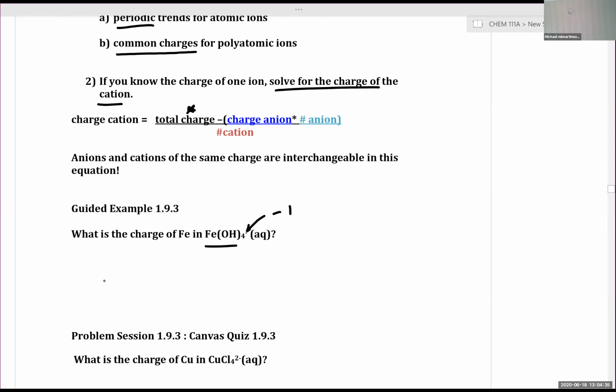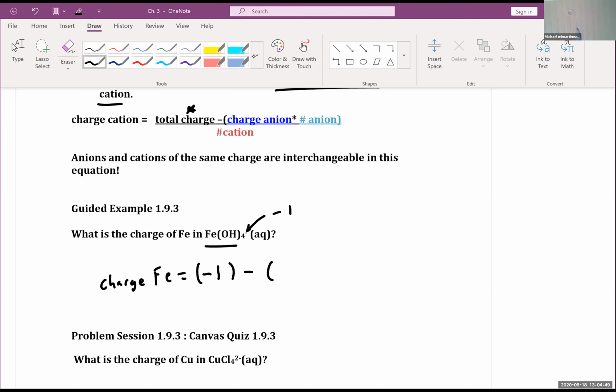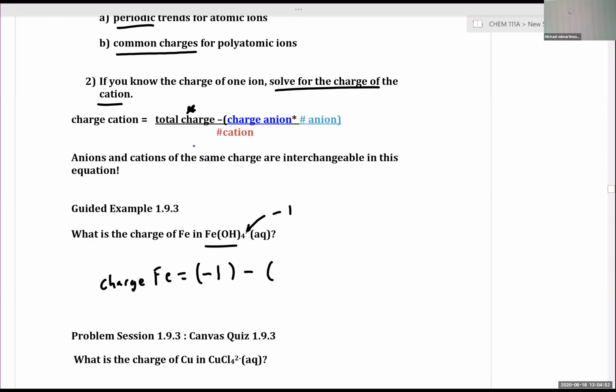So solving for the charge of our cation, which in this case is the charge of iron, we'll take our total charge, which is -1, minus the charge of our anion. If we think about our anion for a moment, what is our anion in this case? What's its identity and its charge? Hydroxide, yep, OH. And what is the charge of hydroxide?